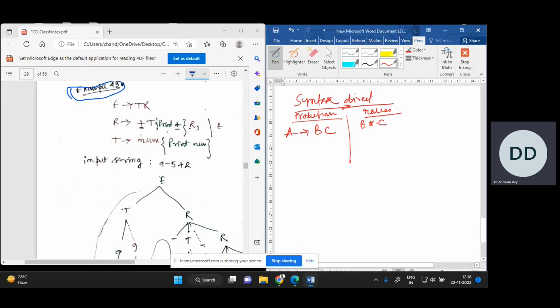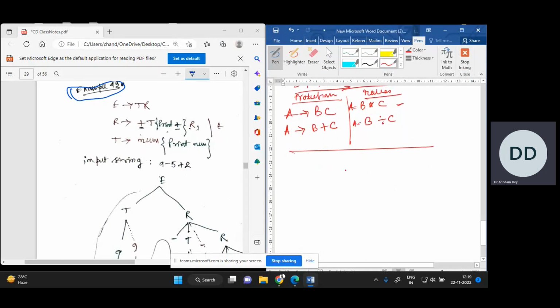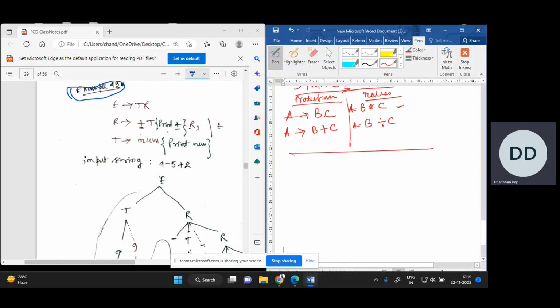This was the structure. Let here we have A generates B plus C. It means actually B divides C. So these are the semantic rules I am writing: A equal to B star C, A equal to B divide C. So that means in the syntax directed definition, once I write the production rule, side by side I will be writing the semantic rule. But in translation scheme, what I will be writing, I will be embedding the translation rule within the production.